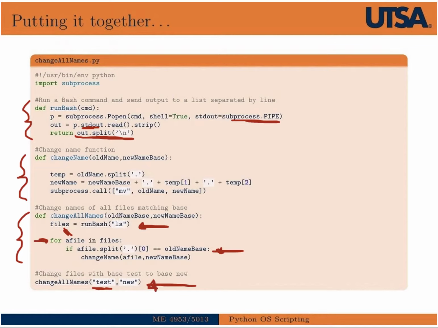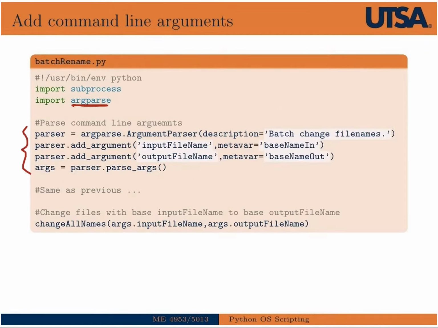Now I can accept inputs, say test and new, from the command line itself, which makes my function a little easier to use. So what's in the middle here is basically everything from the previous slide, and then finally when we call change all names, we're going to use the arguments that we parsed up here.